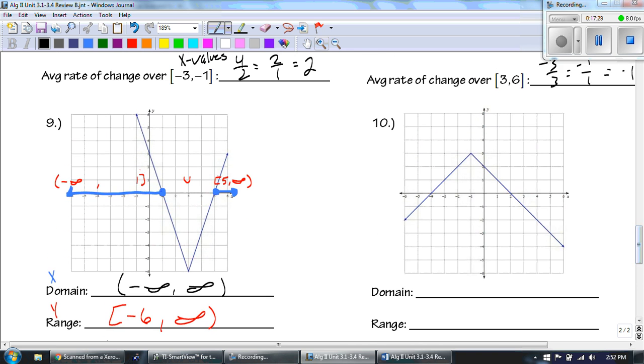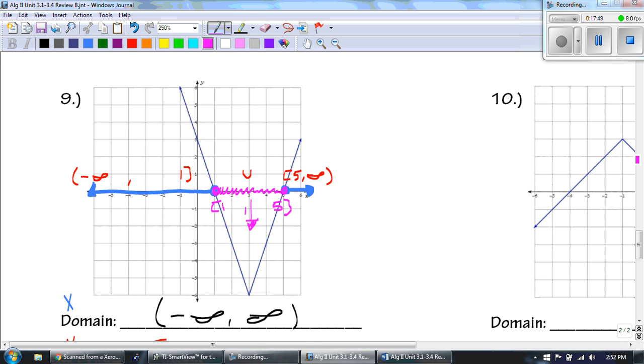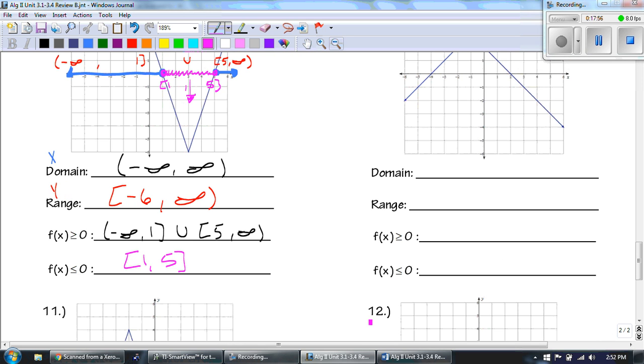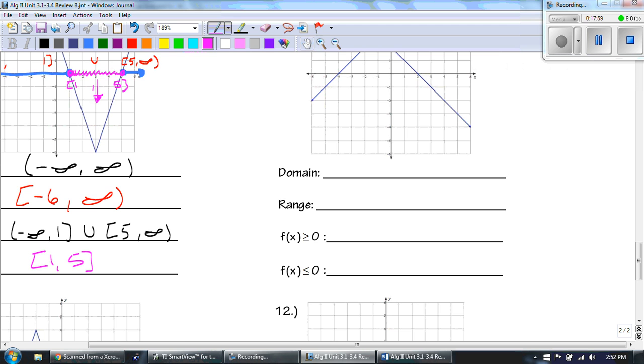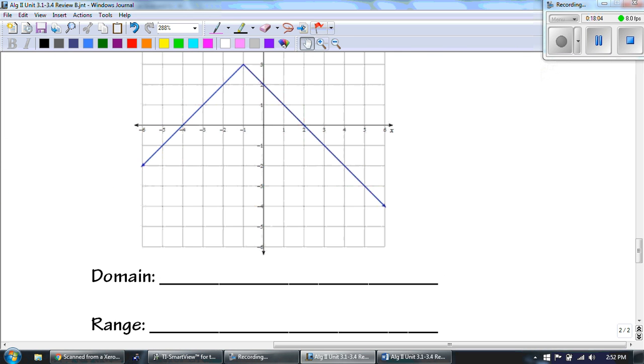Okay? So the next part, when are we below? Well, we would be below from 1 to 5 because that's when our graph, this function, drops below 0. Okay? So that would be from 1 to 5. So all we're going to do is just do the next one.